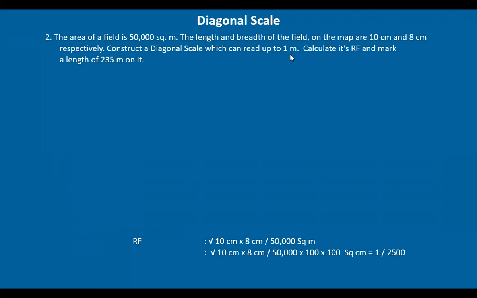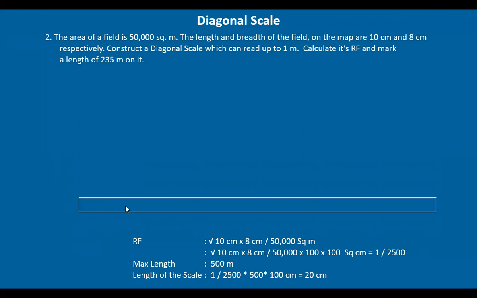It is given as 1 meter, and you are asked to show a length of 235 meters. So the maximum length also is not given. Let us assume some maximum length here, say 500 meters. It's our convenience, right? Now get the length of the scale, RF into the maximum length. That gives 20 centimeters. So draw a rectangle of 20 centimeters length here. This entire length represents 500 meters.